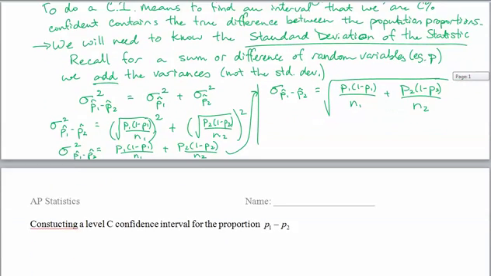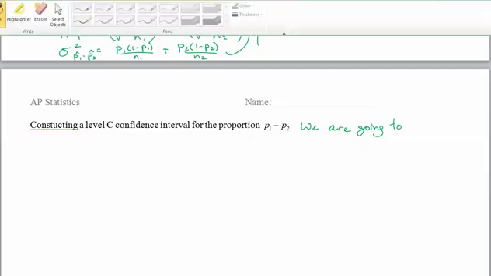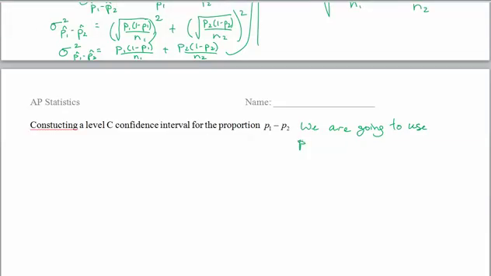So to construct the level C confidence interval for the proportion P1 minus P2, we're going to use P1 hat minus P2 hat as an unbiased estimator of the difference in population proportions.